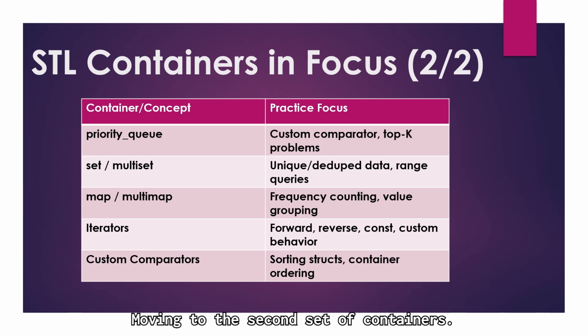Moving to the second set of containers, these are slightly more advanced. The priority queue will be used for problems that require frequent access to the highest or lowest elements. You will implement top k frequency problems and work with custom comparators to control ordering. With sets and multisets, we will look at how to remove duplicates, perform range queries, and track counts of repeated elements. Then we move to maps and multimaps. You will build frequency tables, groupings, and record trackers. This will be helpful in problems involving word counts, student marks, or inventory systems. Finally, we will experiment with iterators, especially reverse and const ones. You will also write your own functors and comparators to sort elements based on custom logic. Altogether, these containers and concepts form the backbone of modern C++ problem solving.